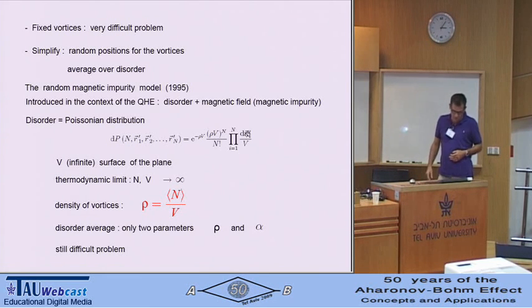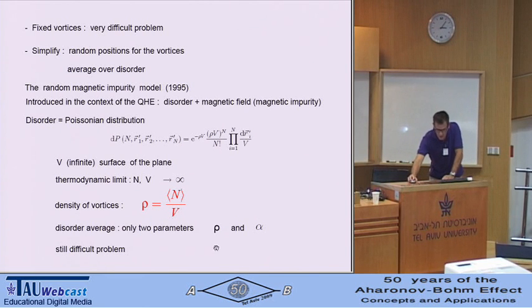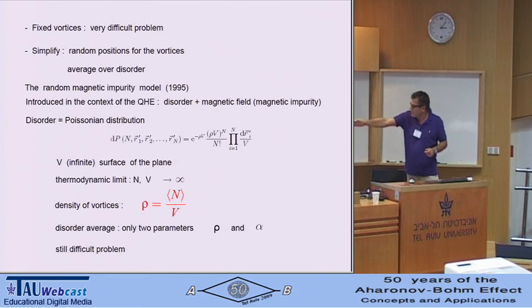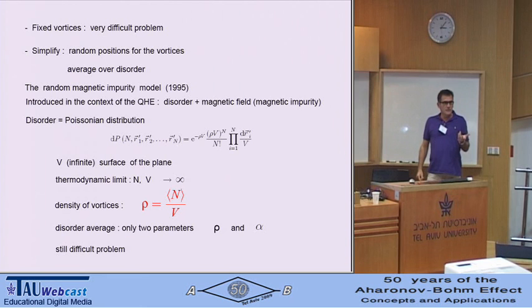So if you average over the disorder, you are going to reduce the number of parameters. At the end of the day, you will get only 2 parameters, rho and alpha. So we have simplified the problem a lot. There are no more positions of vortices, they have been averaged out. And of course, n also has been averaged out. So we have only 2 parameters, rho and alpha. It's still a difficult problem, but at least we can say something.